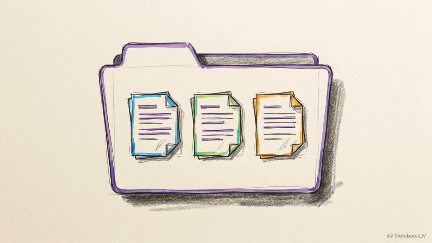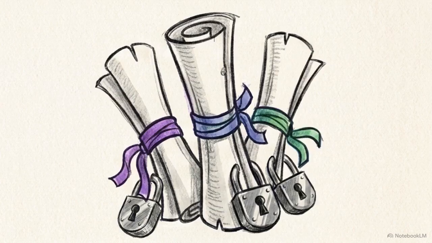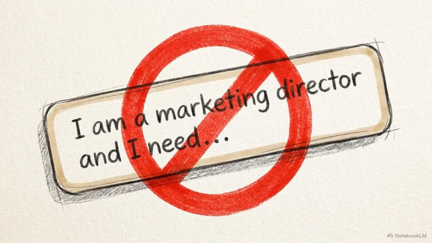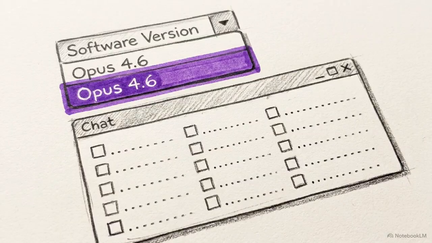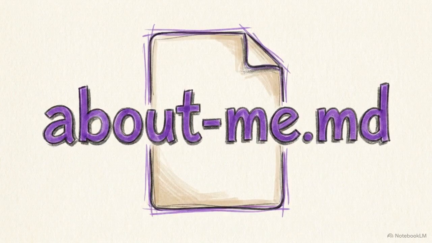We are going to build the context brain. This consists of 3 markdown files that permanently store your operational preferences, so you never have to explain who you are in a prompt again. Set the AI model to Opus 4.6. Start a new session and prompt it to interview you with 20 specific questions about your working style. The answers will generate your first file, aboutme.md.